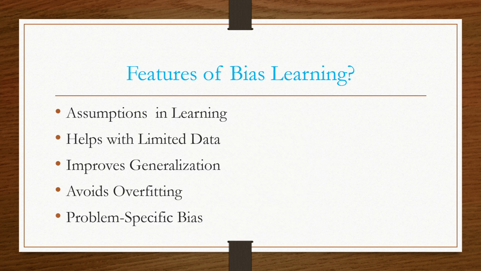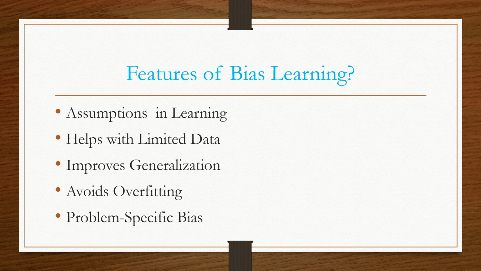And next point is features of bias learning. Assumptions in learning. Bias provides a base idea or belief that the learning system uses to guess the solution. For example, when training a model to identify cats in pictures, it may assume that cats have two eyes, four legs, and ears. These are built-in assumptions to help it identify cats faster.